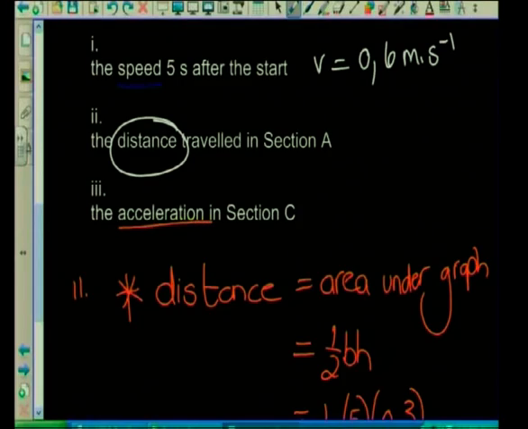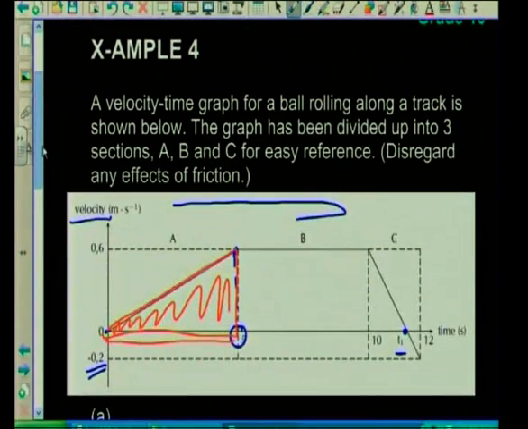1.5 meters. It's actually going relatively slow if you really think about it. It took 5 seconds for it to travel 1.5 meters. That's not very far at all. You all happy with that? Good. Next one, the acceleration in section C.